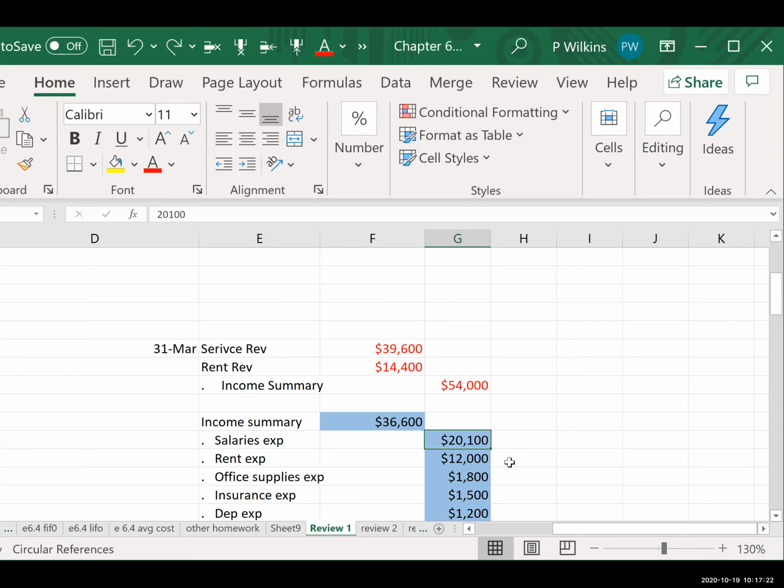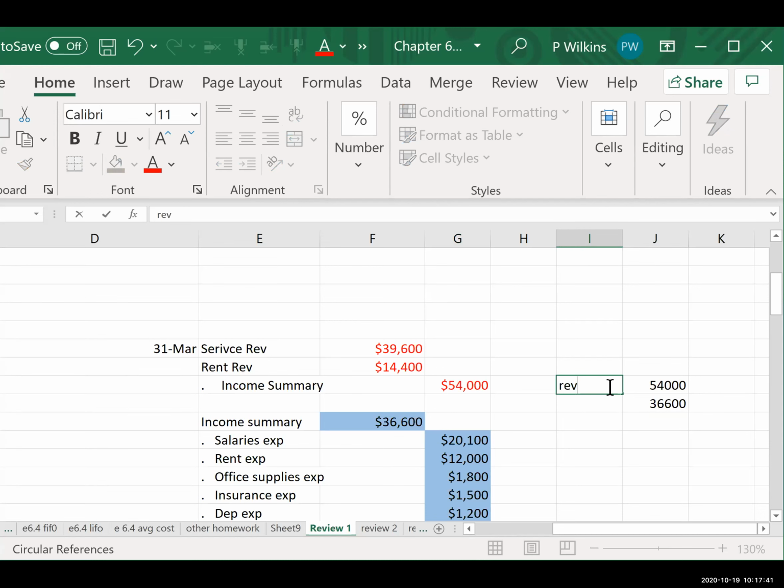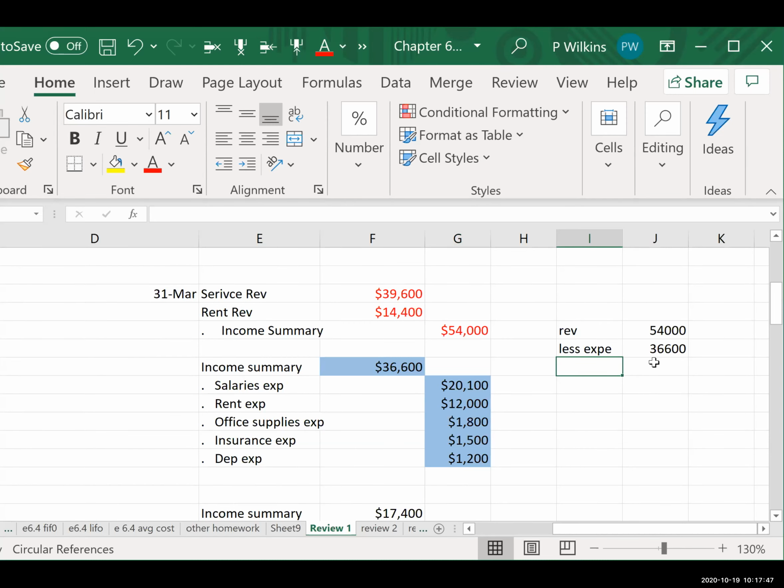Now we need to do the retained earnings. And the retained earnings is the difference between what comes in, revenue, and what goes out, the expenses, right? So we've got revenue less expenses, right? So revenue minus expenses in this problem, we got 54,000 minus 36,600. Our retained earnings are $17,400. Okay.